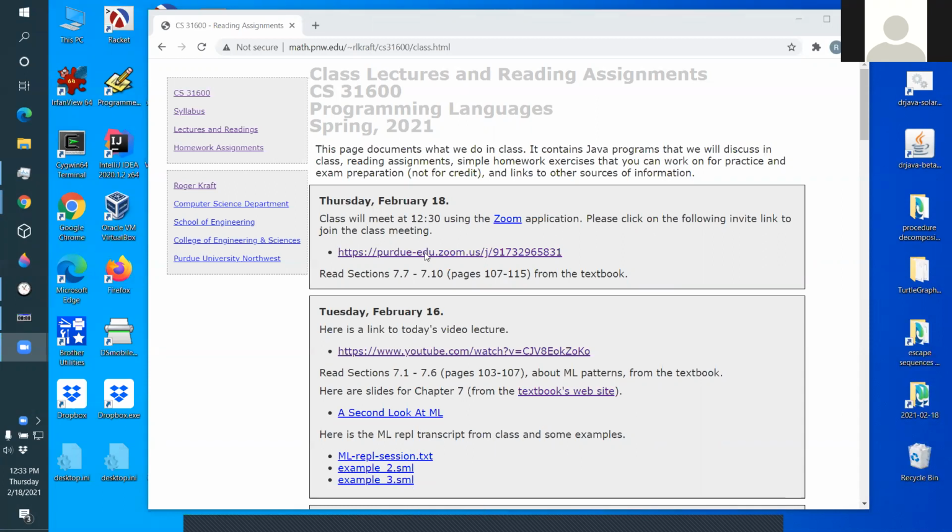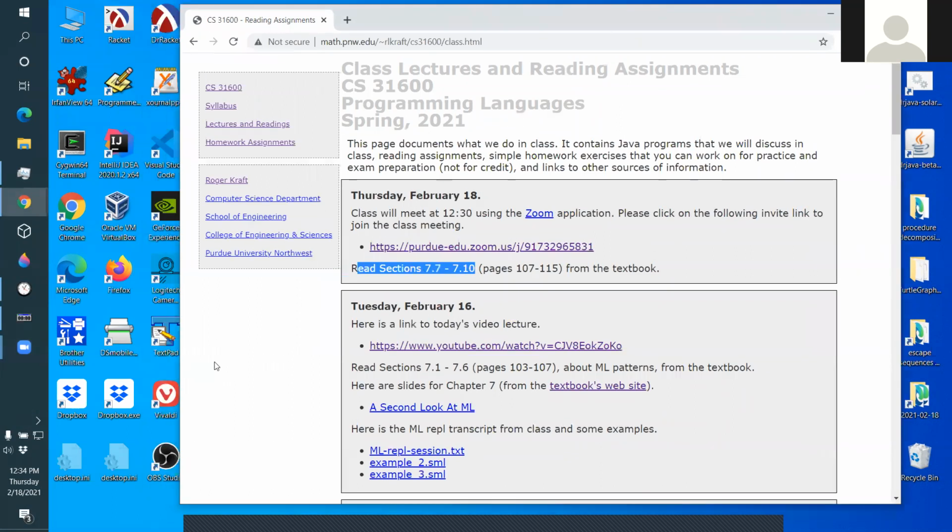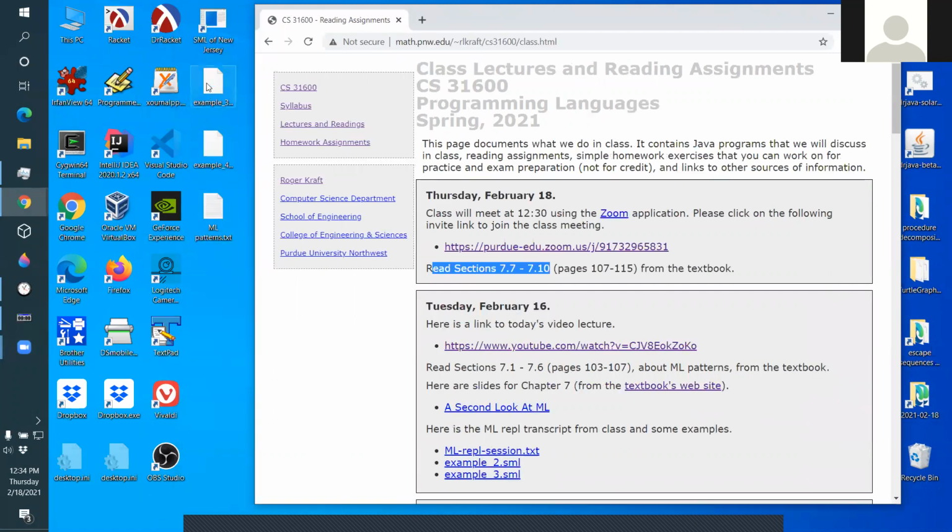What we're going to do is some more review of stuff on ML. There's a reading assignment to finish chapter 7. We'll start talking about chapter 7 today about patterns. But first, I thought we'd look at a few more examples of what we were doing about types in ML.